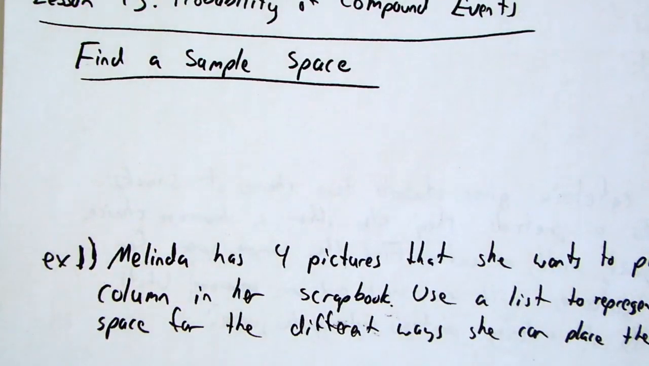All right, so today we're going to be talking about Chapter 9, Lesson 3. This is all about probability of compound events. Now, the first thing that we're going to talk about is how to find something called a sample space.